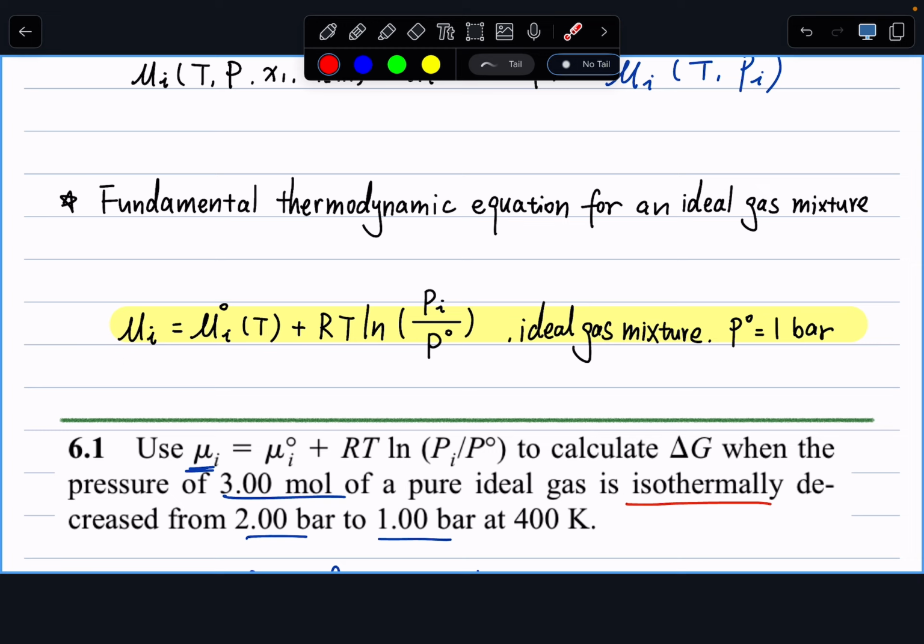So we have mu i, the chemical potential of species i, equals the standard chemical potential plus RT times ln of the partial pressure over the standard pressure. Now, what are these? This is the partial pressure, which equals chi i, the mole fraction, times the total pressure of an ideal gas mixture. And the P naught at the bottom equals 1 bar.